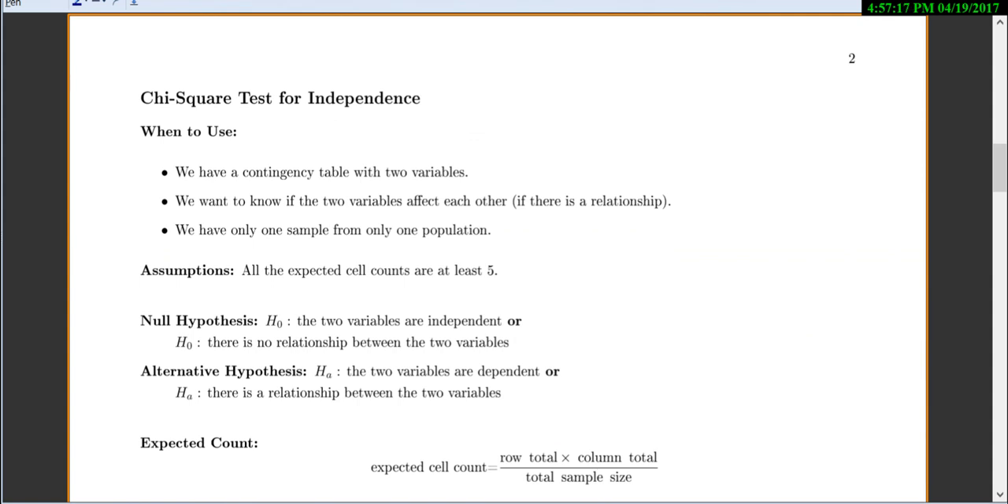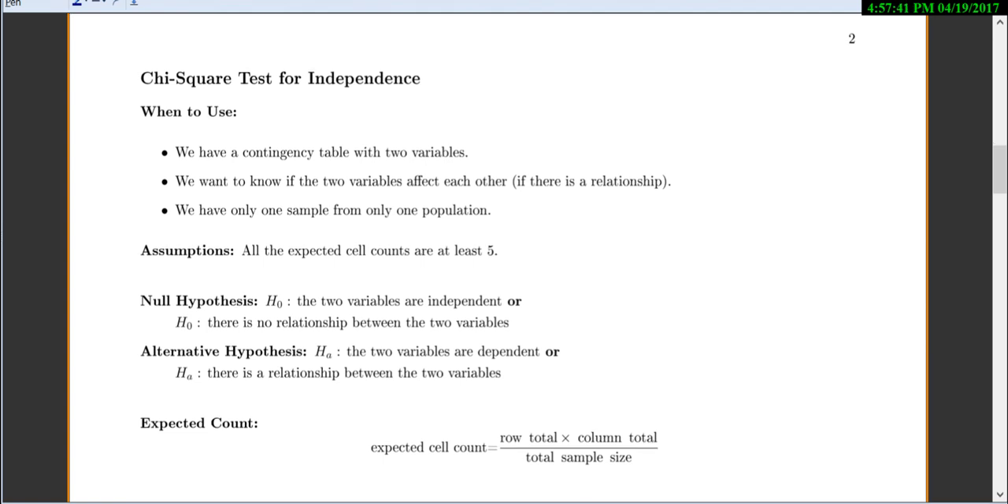So our chi-square test for independence, we use this if we have what's called a contingency table with two variables, where we had variables going down and variables going across. We want to know if the two variables affect each other. Sometimes we say, is there a relationship? And we only have one sample from one population. This is more if we get more complicated and compare it to several other kinds of chi-square tests. You won't really need to worry about that too much.